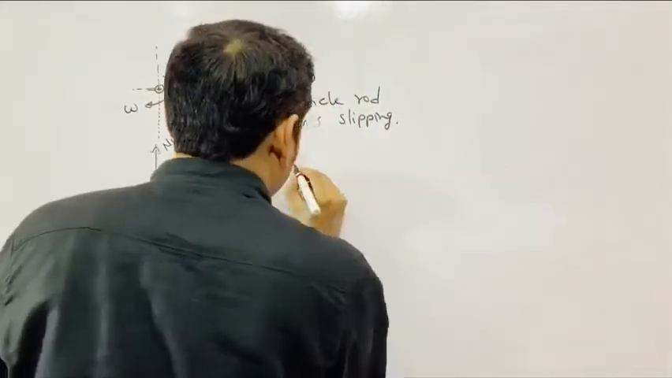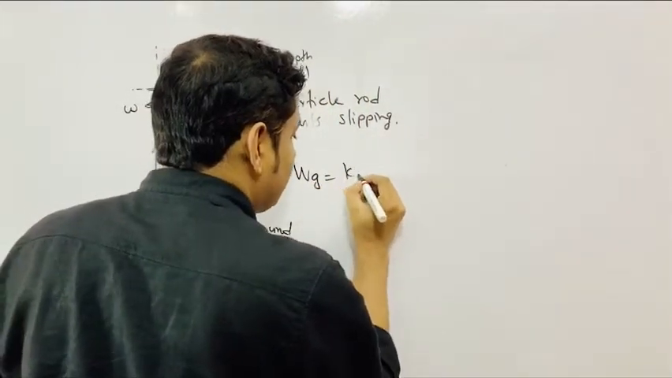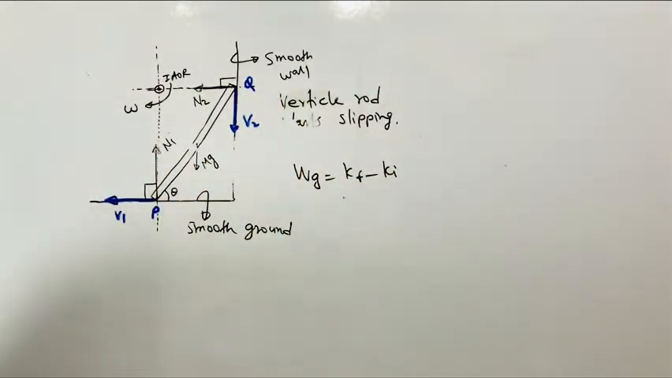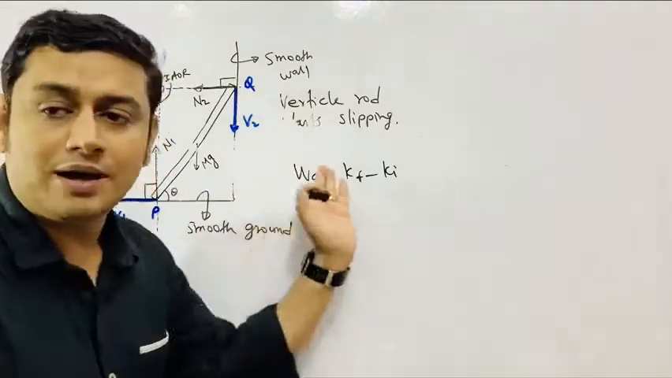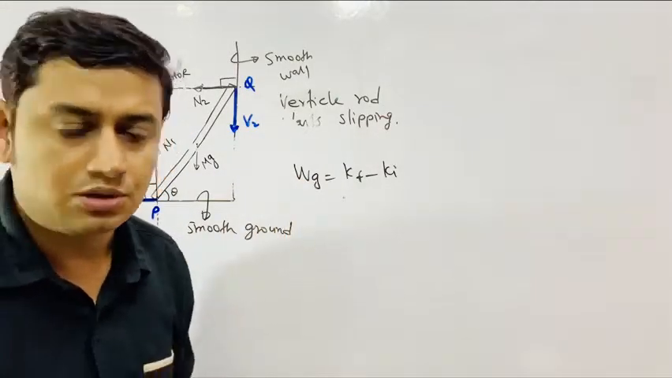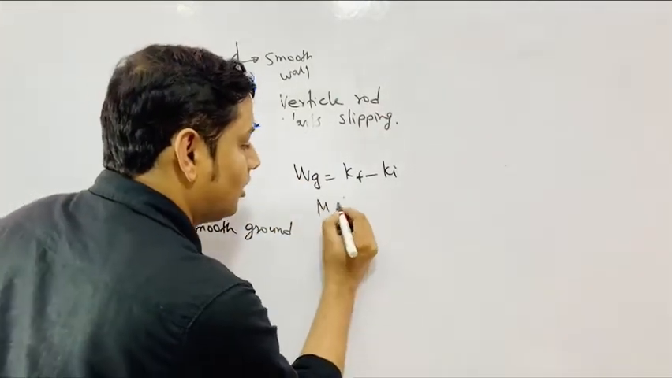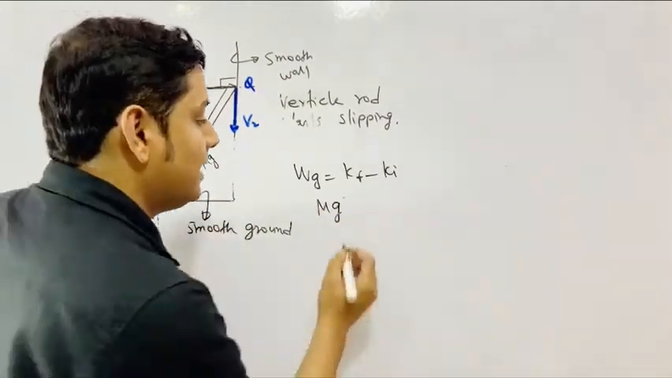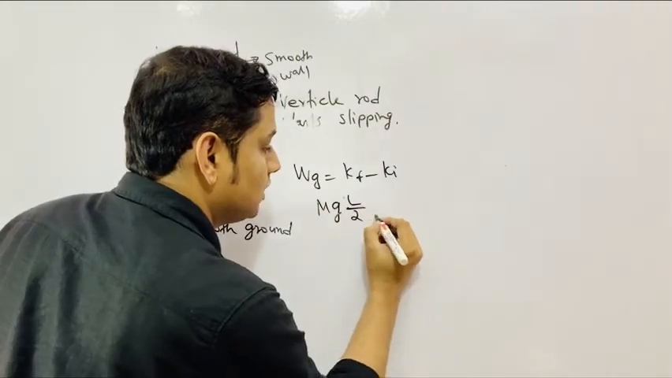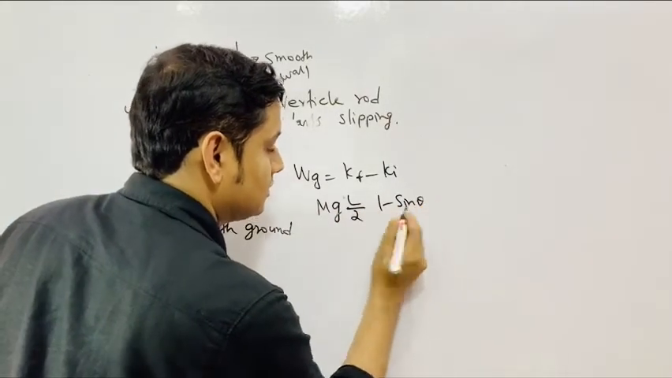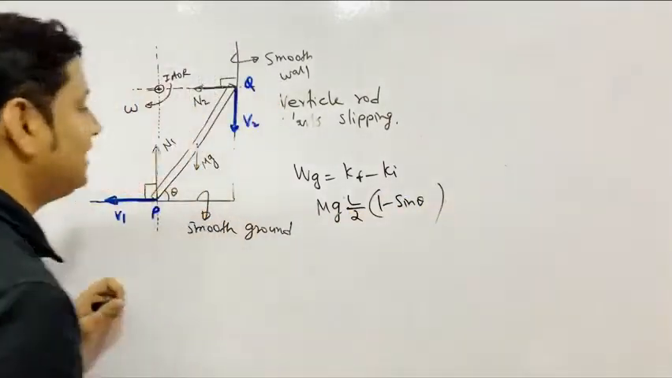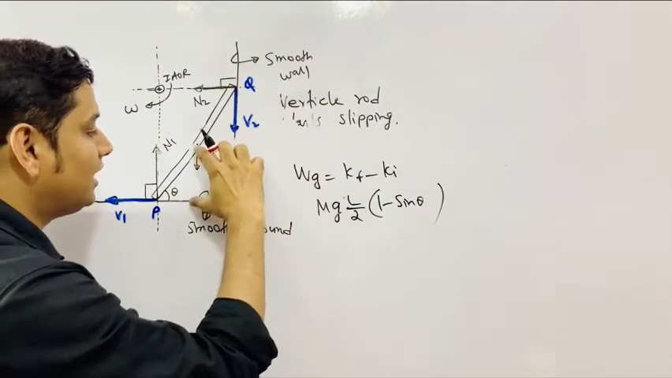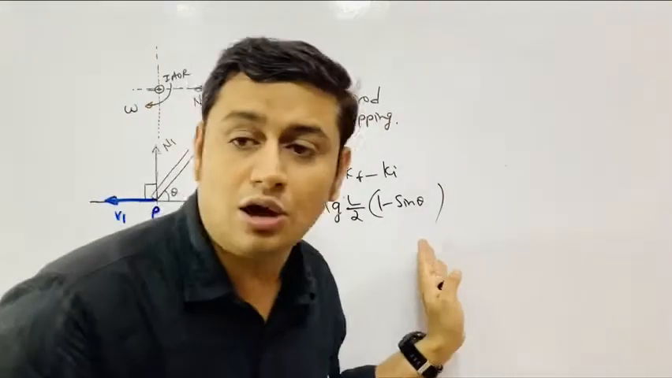So, work done by gravity only is K final minus K initial. Work energy theorem: work done by gravity, because work done by N1 and work done by N2 is 0. Work done by gravity is, or loss in potential energy, you can say loss in potential energy if you are comfortable with that, Mg L by 2 into 1 minus sine theta. Why? Because initially the height of the center of mass was L by 2 and now the height is L by 2 sine theta. This is the loss in potential energy.